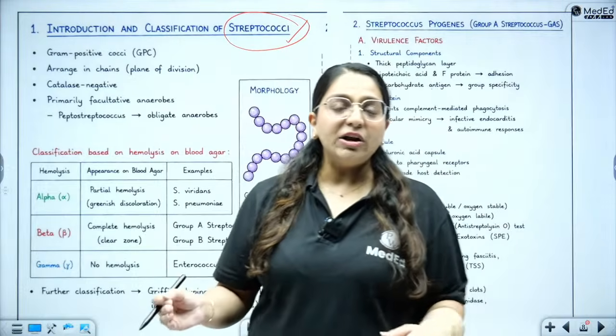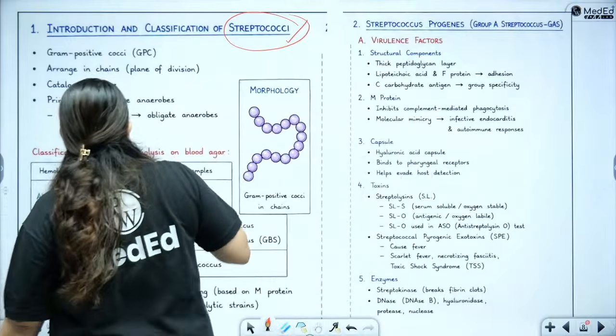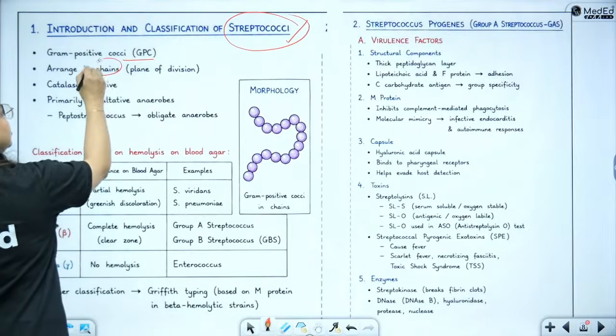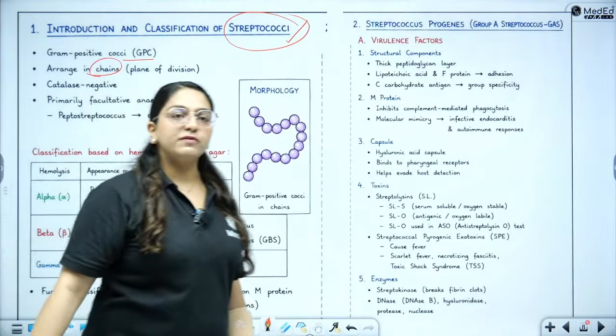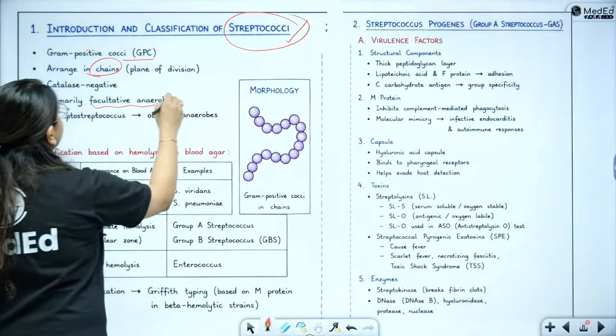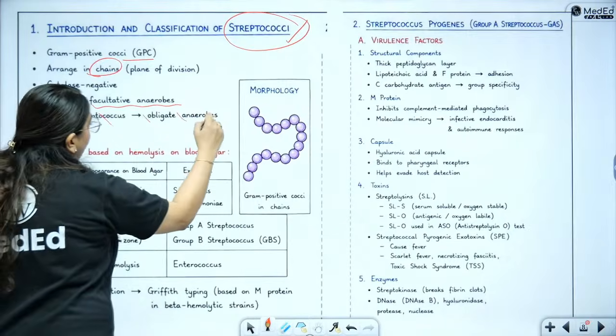Group A beta hemolytic and group B beta hemolytic. So, we are first going to start with group A. What are streptococci? They are also GPC. They are arranged in chains. It all depends upon the plane of division. You know it, right? These are facultative anaerobes, whereas Peptostreptococcus is an obligate anaerobe, but we are not going to talk about it, right?